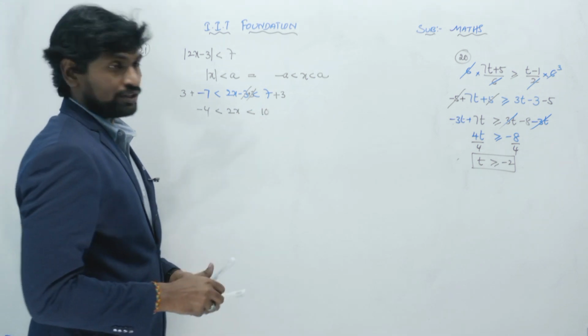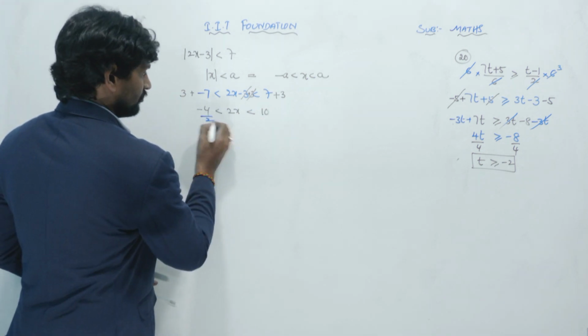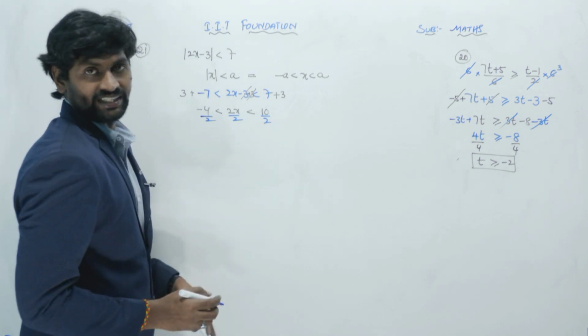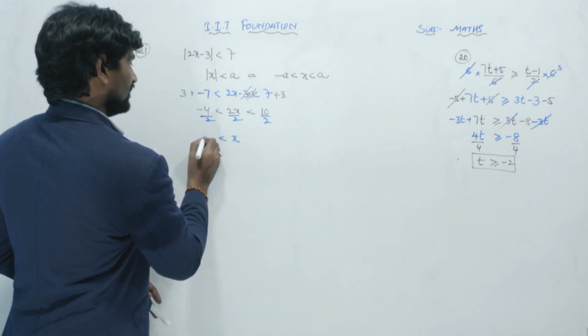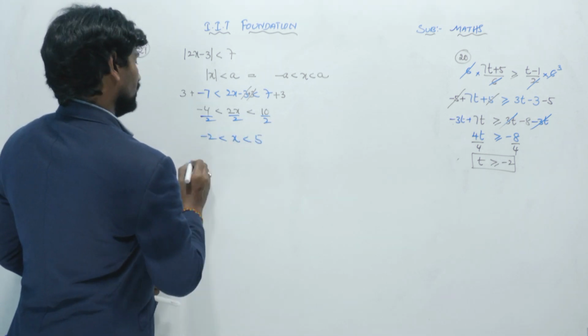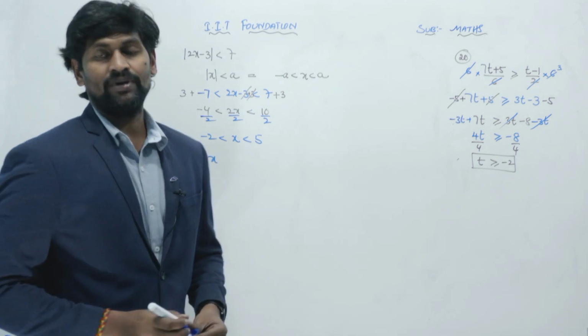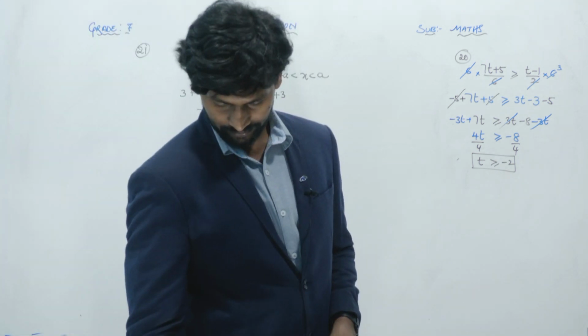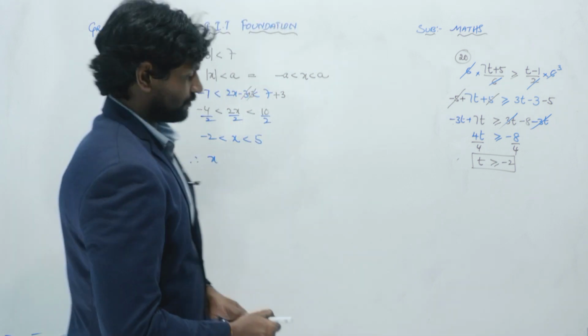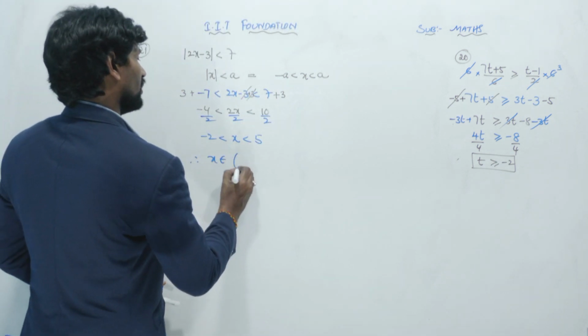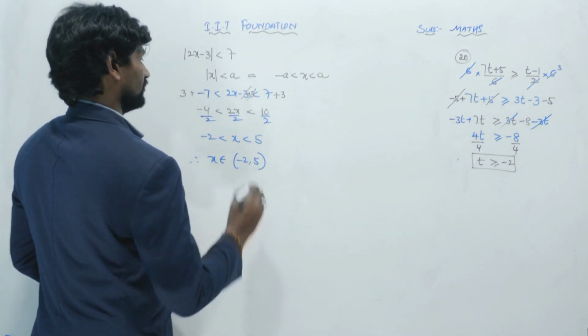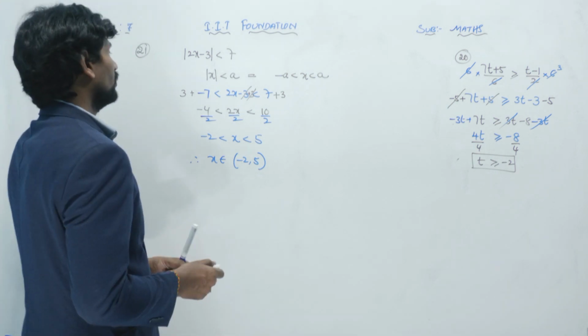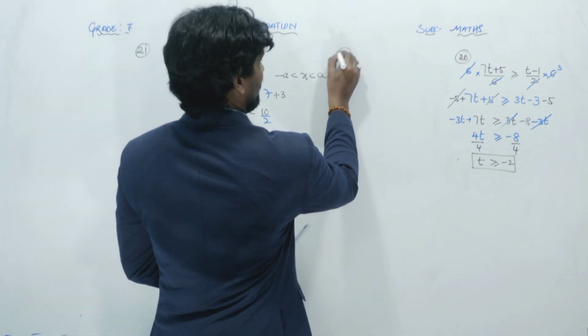So divide by 2 in each and every term, then only we will get the x value. So this is x, this is minus 2 and 5. Therefore the x value lies between minus 2 comma 5. That means x belongs to minus 2 comma 5. Okay? So let us move on to the last one, the 22nd one.